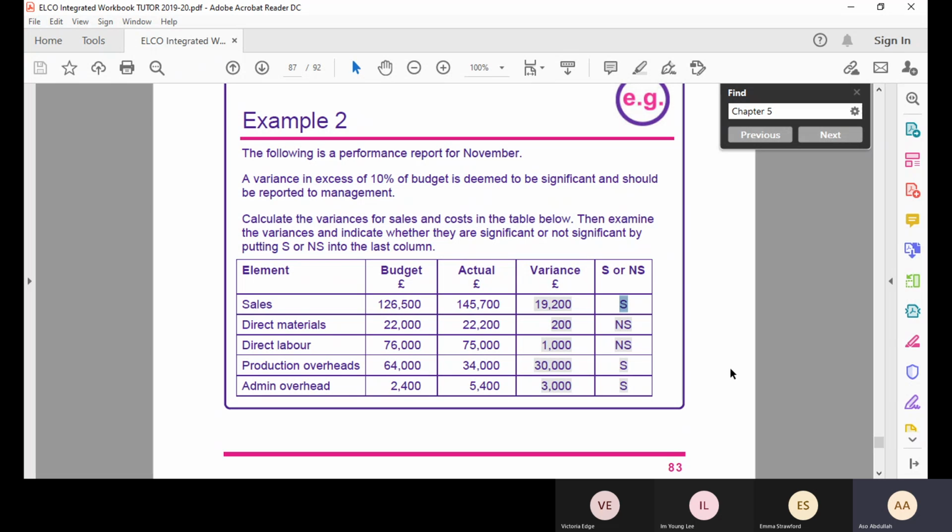If we're looking at the admin overhead, you can see it is very significant, because the variance between budget and actual is about 3,000, and 3,000 divided by 2,000, well, it is more than 100%. It is very significant. The variance is more than 100%.